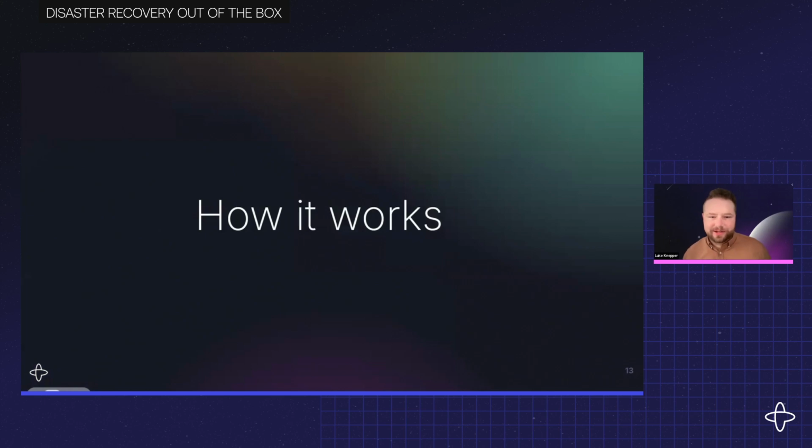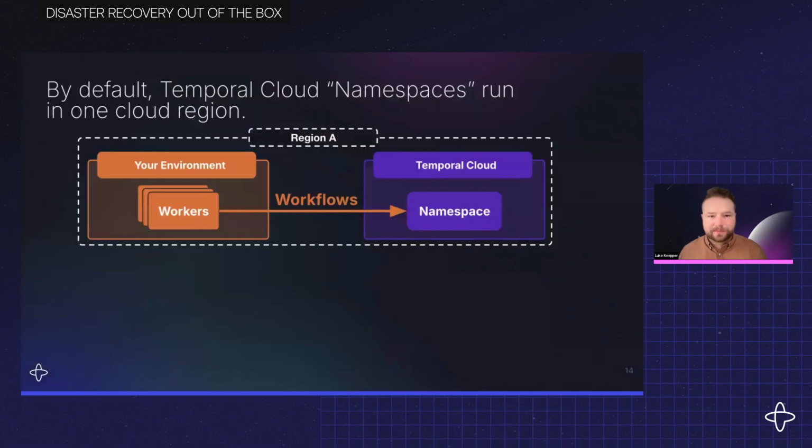Great. Thanks, Jimmy. So you saw a recap of all the wonderful things you get if you turn on high availability on Temporal Cloud. Now we're going to go through how it actually works, and then show a demo. By default, your Temporal Cloud namespaces run in one cloud region. And your workers, which are in your environment, we suggest keeping them in the same cloud region as your namespace. And those are going to process your workflows in conjunction with your Temporal Cloud namespace.